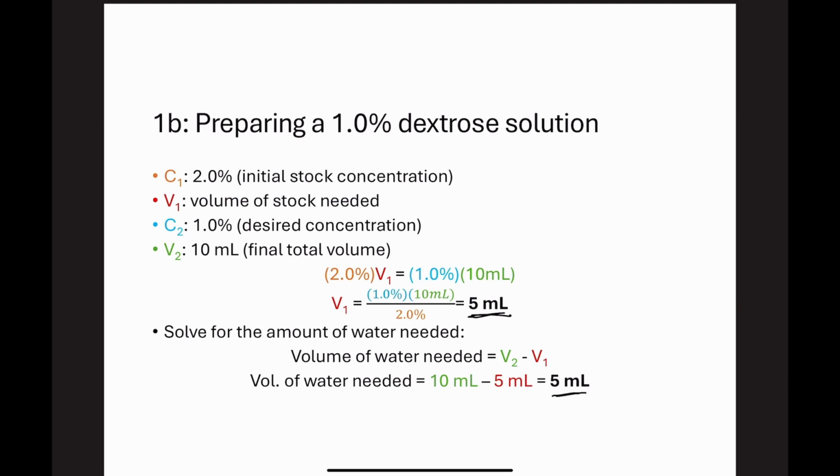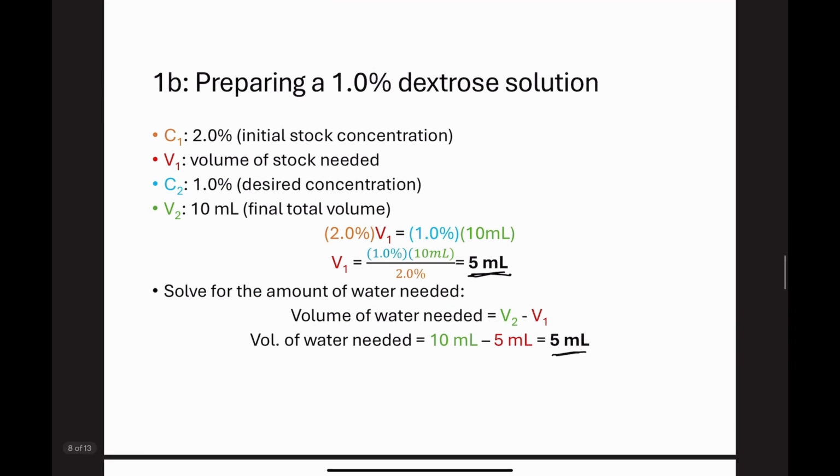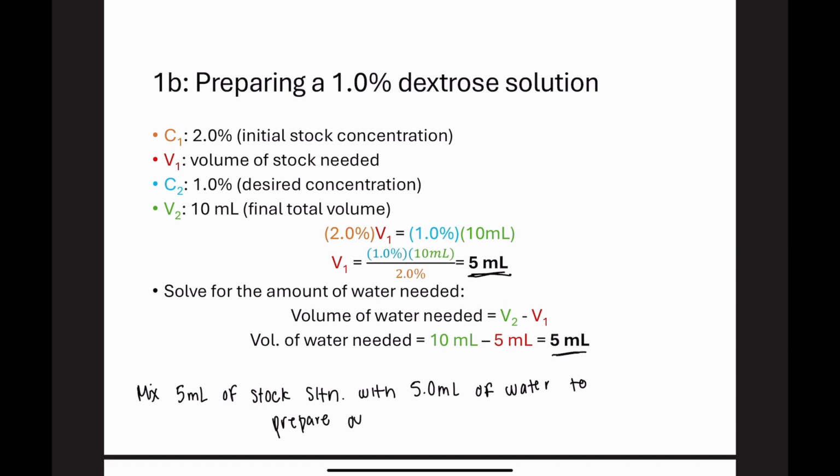So what do these results tell us? These results tell us that we need to mix 5 milliliters of our stock solution with 5 milliliters of water to prepare our solution at the desired concentration.